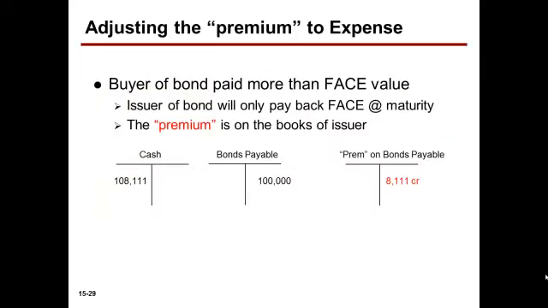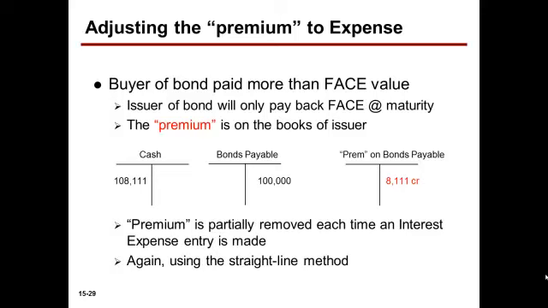Again, looking at a T account and seeing how this premium is adjusted to expense. The premium is on the books of the issuer. Premium on bonds payable is a credit account. You recognize this is the entry made upon sale of the bonds: we received $108,111, paying back the face amount of $100,000 at maturity. We need that credit in premium on bonds payable to balance the journal entry upon issuance. This premium will be partially removed each time an interest expense entry is made. Again, we'll use the straight line method.